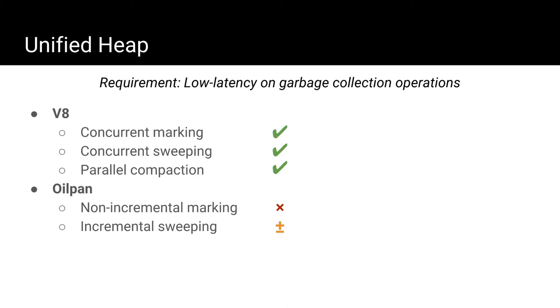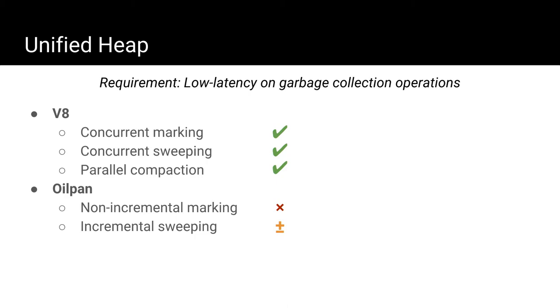So when looking at this complete picture, we have V8 and Oilpan's garbage collector, V8's garbage collector called Orinoco. We have concurrent marking recently shipped, I think, in M63. We have concurrent sweeping. We've had that for a long time. We have parallel compaction for over a year now, almost 2 years, I think.